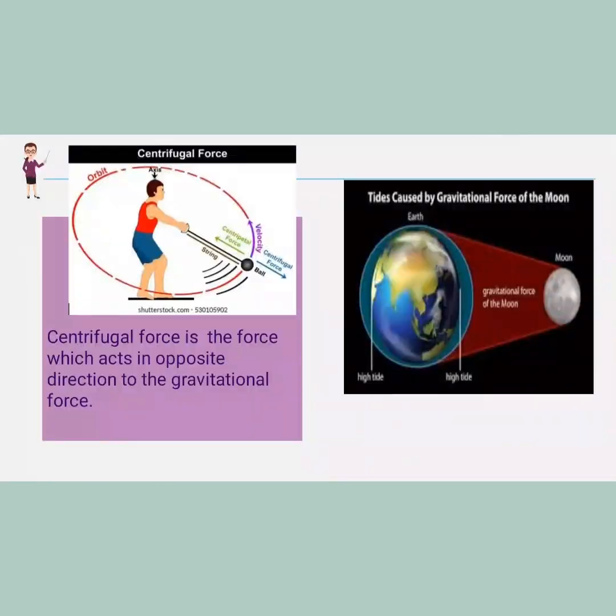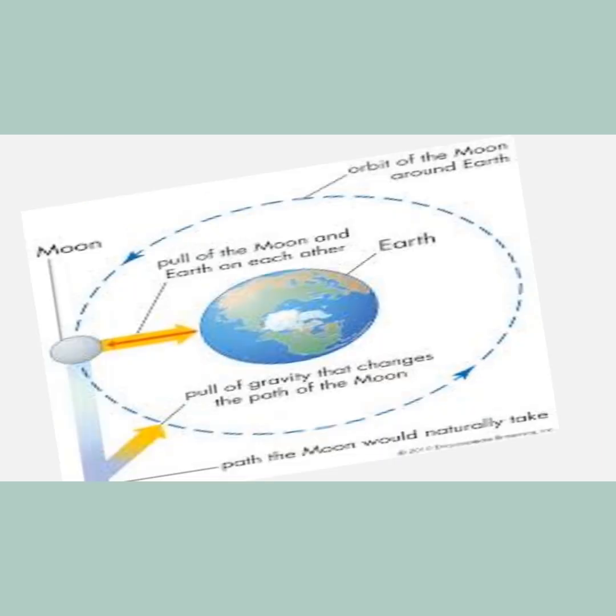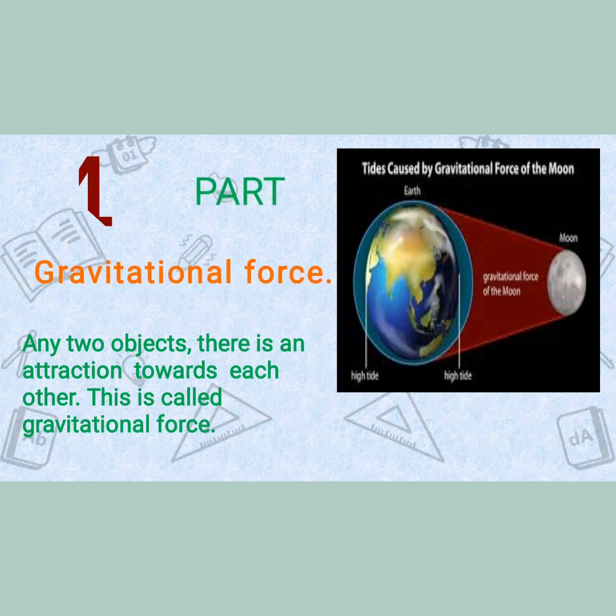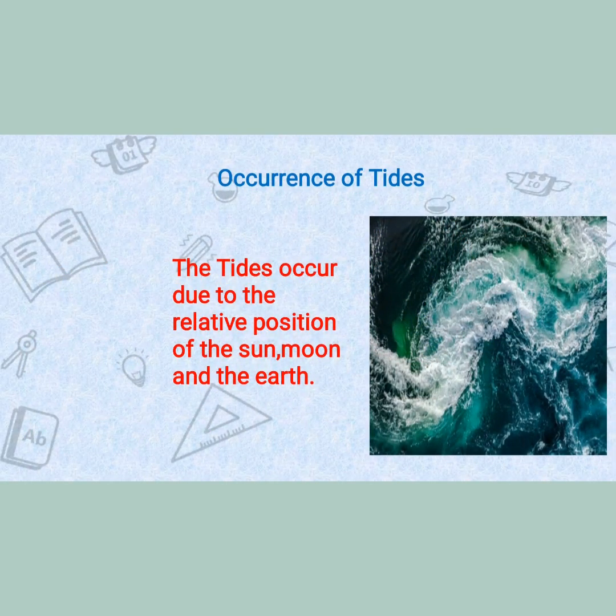And earlier what you saw was the definition of centrifugal force. Now this is a little confusing, so I'll repeat it for you. Centrifugal force is a force which acts in the opposite direction of the gravitational force. And the gravitational force is when two objects attract towards each other. So we looked at the definition of tide, the centrifugal force and the gravitational force. Next, the occurrence of tides.